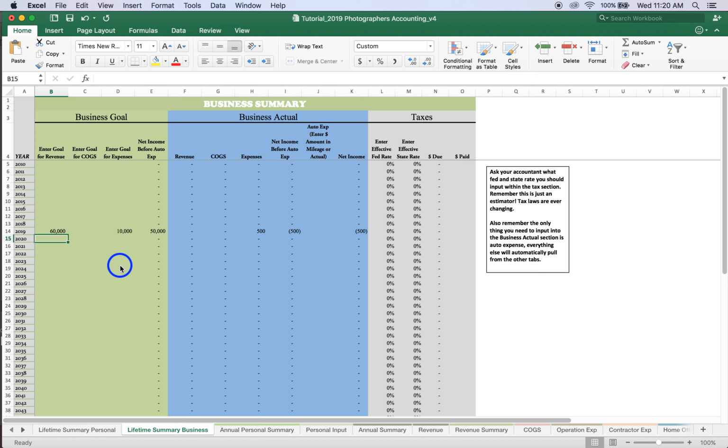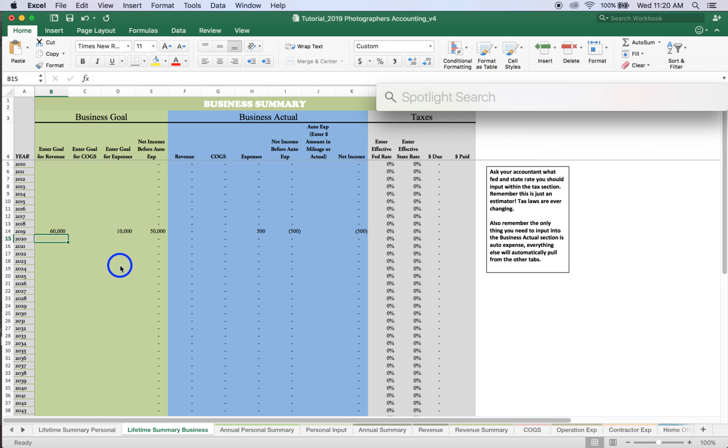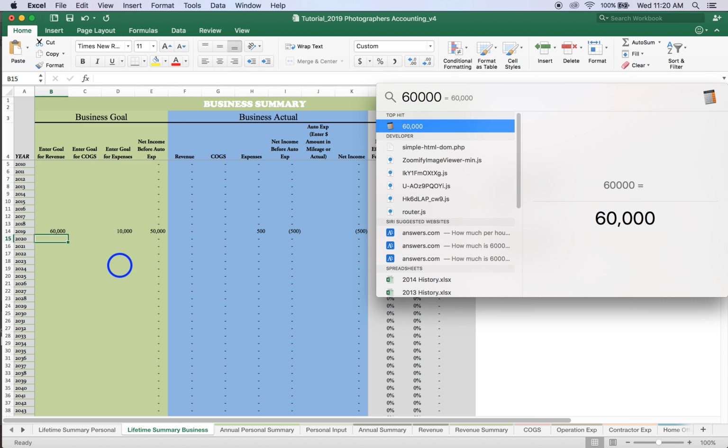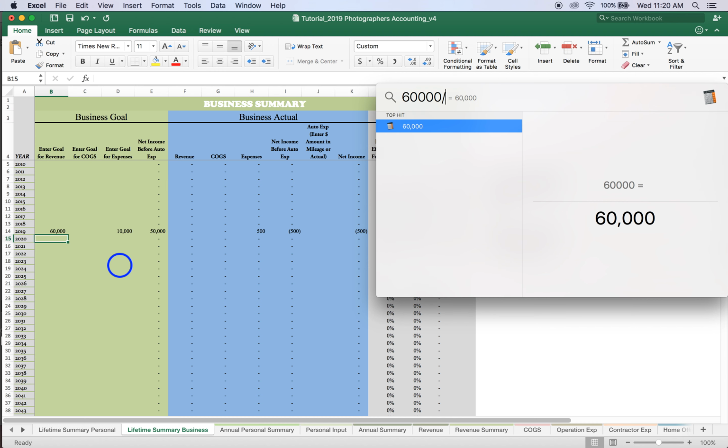See where I'm going? But for the sake of this, we're not even going to include the taxes that you'll have to pay on top of that. But when you do this, you need to ask your accountant the taxes that you're going to owe for that. Okay, so we're going to take 60,000.